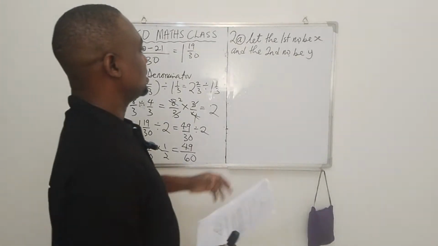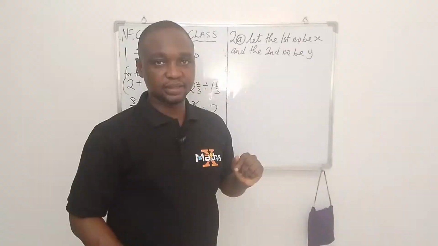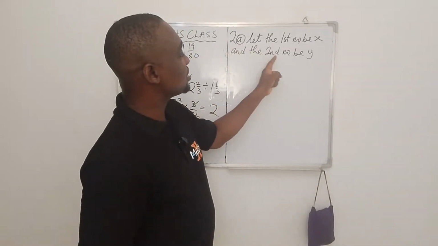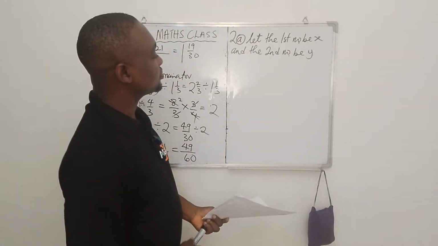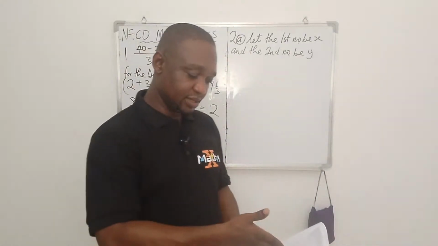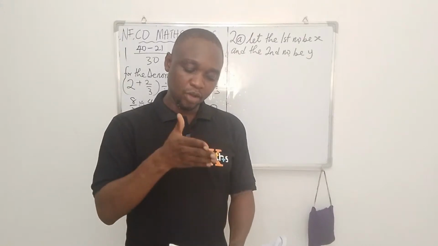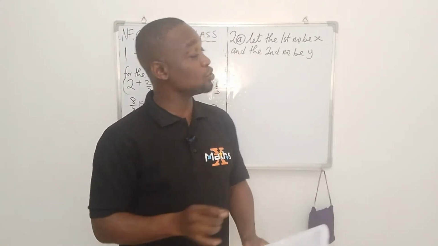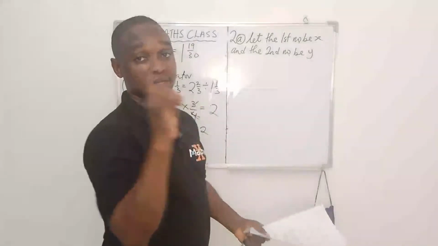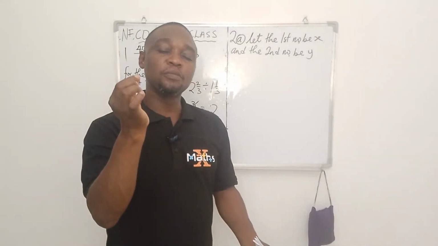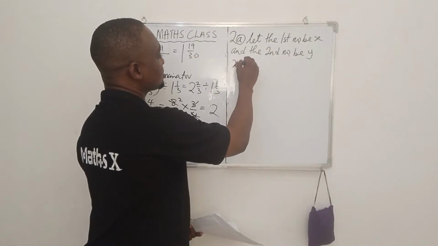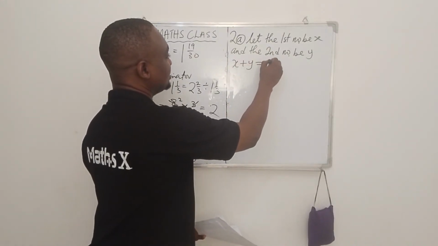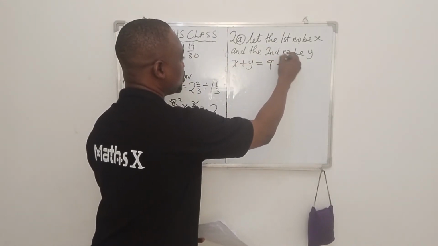So let the first number be x and the second number be y. Going by this first sentence, the sum of the two numbers is 9. So the sum of x and y is 9. What is sum? Sum speaks of an addition. So it means that x plus y is 9. You may call that your equation 1.